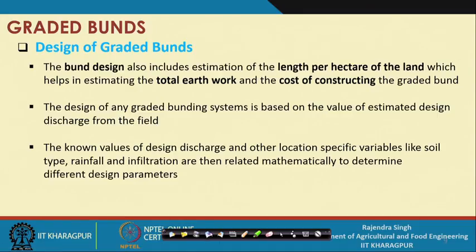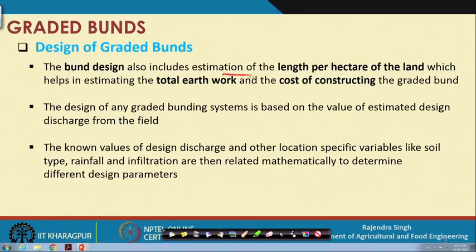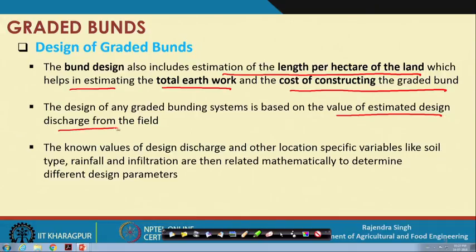The bund design also includes estimation of length per hectare of the land, which helps in estimating the total earthwork and cost of constructing the graded bunds. The design of any graded bunding system is based on the value of estimated design discharge from the field, which is quite obvious, and the known value of design discharge and other location specific variables like soil type, rainfall, infiltration are related mathematically to determine the different design parameters. So, that we will see one after the other.